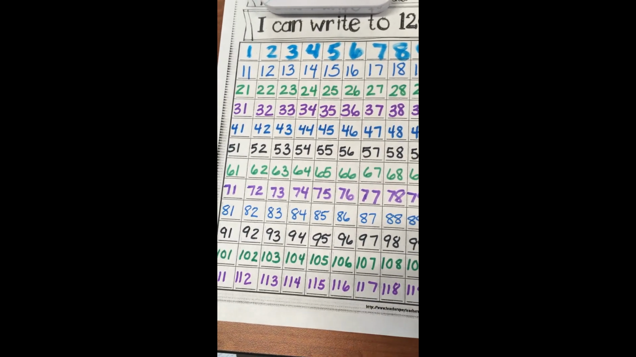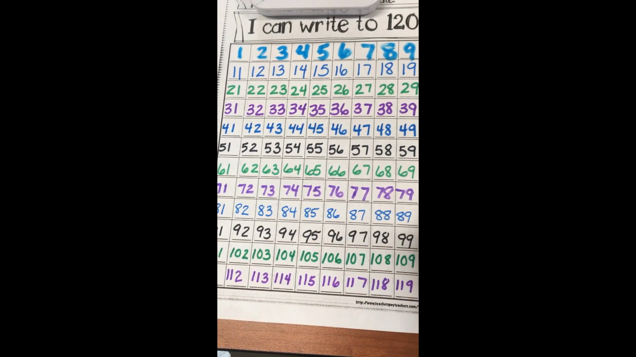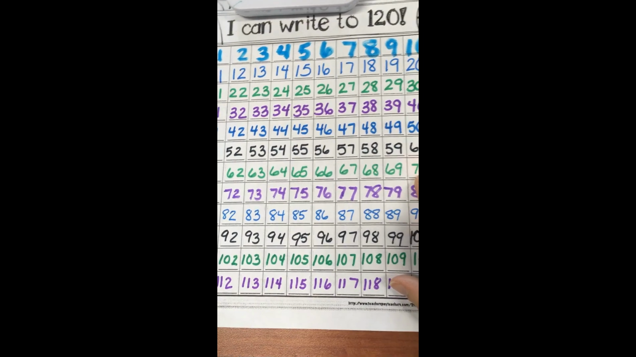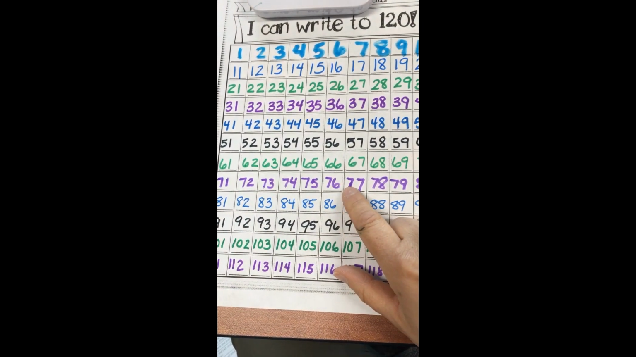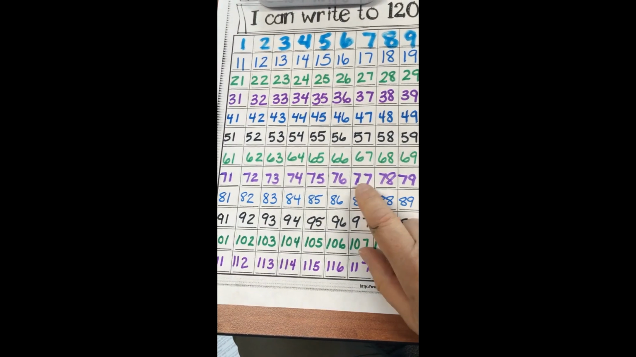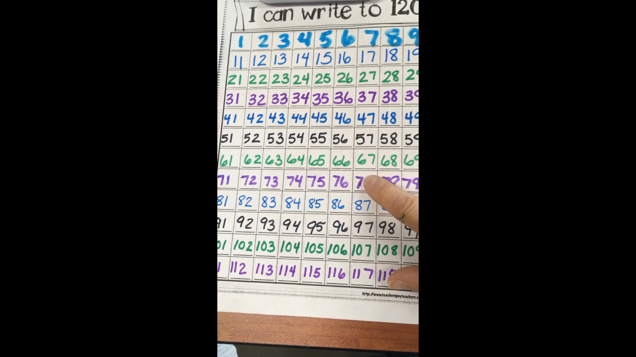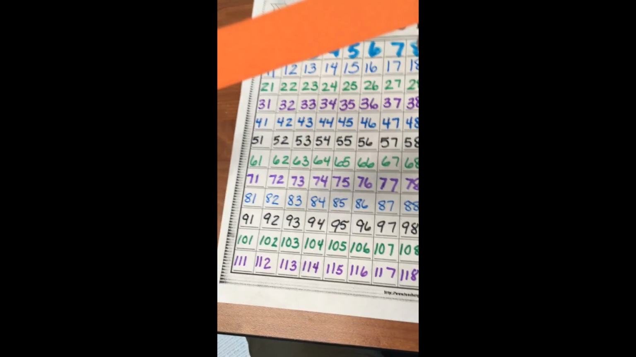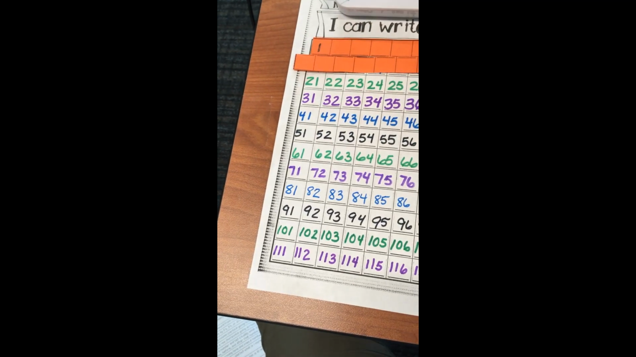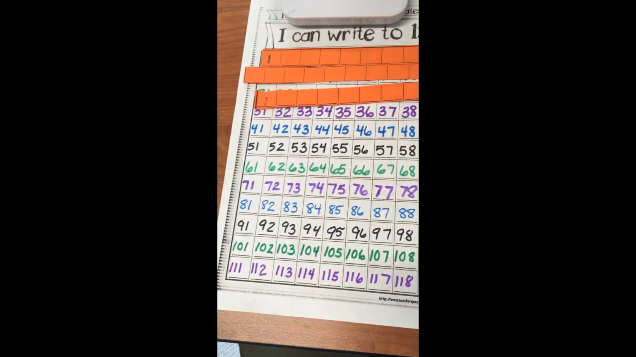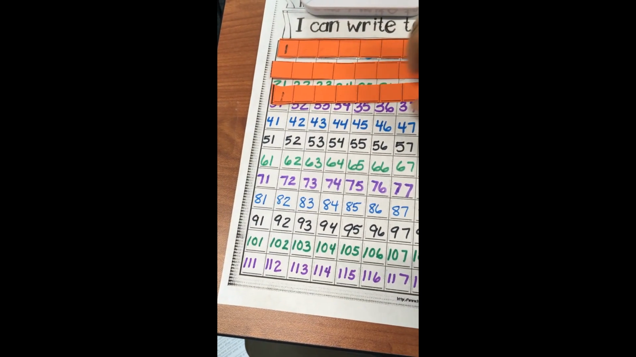I heard the word 70, so I'm going to look in my 70 row. Here's where 70 starts. I'm going to look at all my sevens. 77. There it is. So I need to get to there. It looks like I need 7 tens. So I'm going to take out 7 of these, and I'm going to cover up 1, 2, 3, and keep them nice and neat.